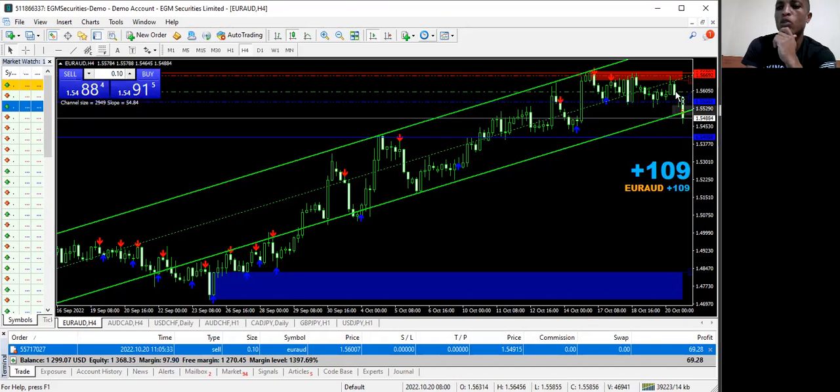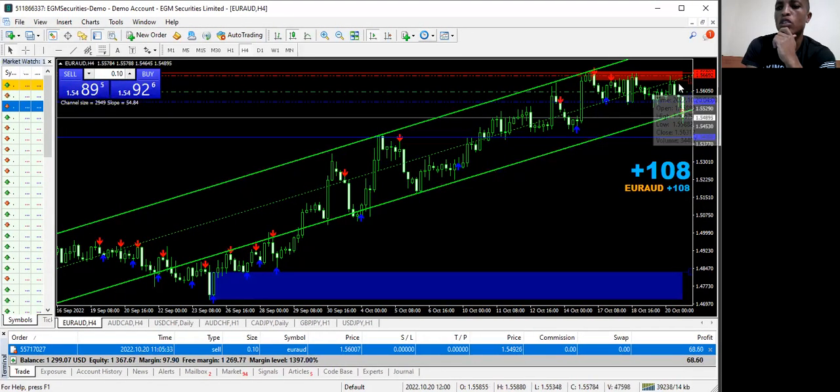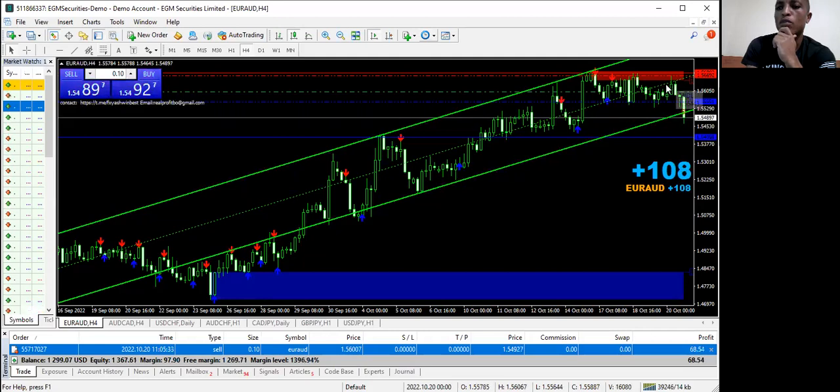I sold it once I saw this particular candle closing. Once I saw this particular candle starting from this particular dotted green line, it was now time for me to sell.